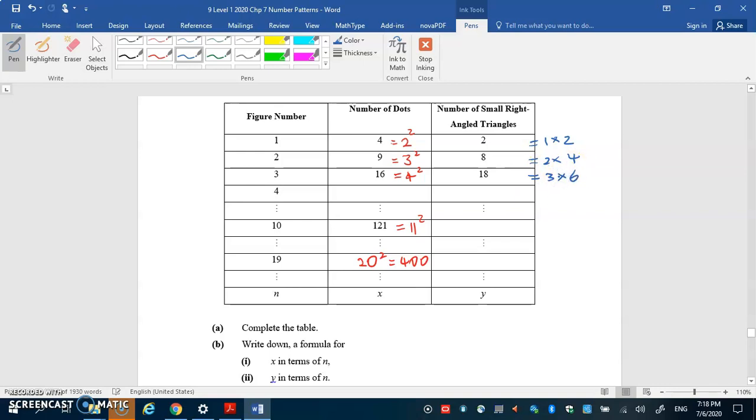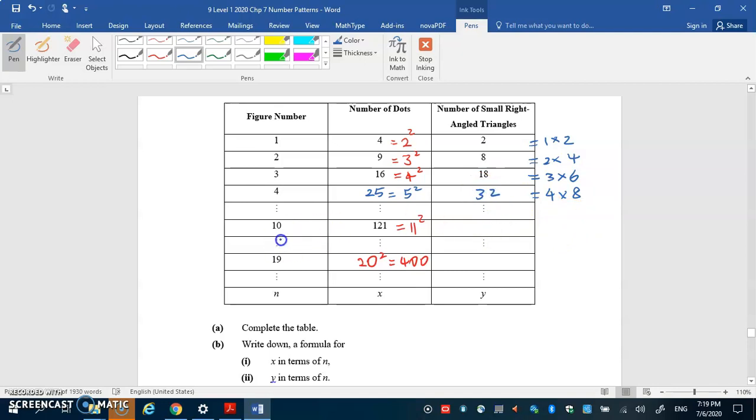and for figure 4, it will be, oh, I didn't write down here, figure 4, number of dots is 25, which is 5 squared. Okay, for figure 4, what will it be? It will be 4 times 8, right? Because these numbers are like 1, 2, 3, 4, and the second number is 2, 4, 6, 8, 10, 12, whatever. So this would be 32.